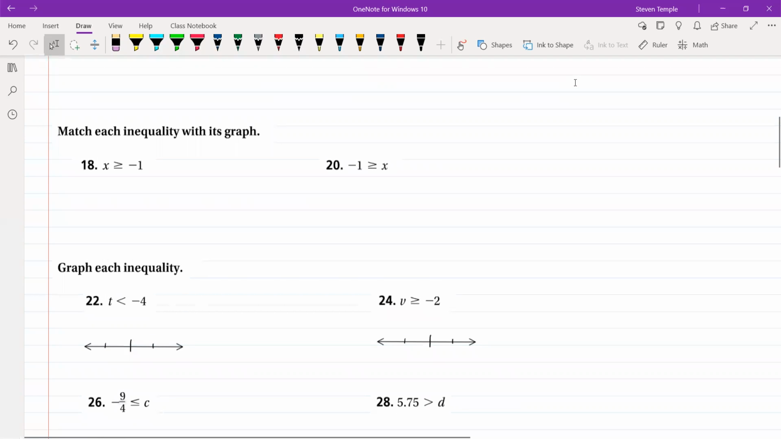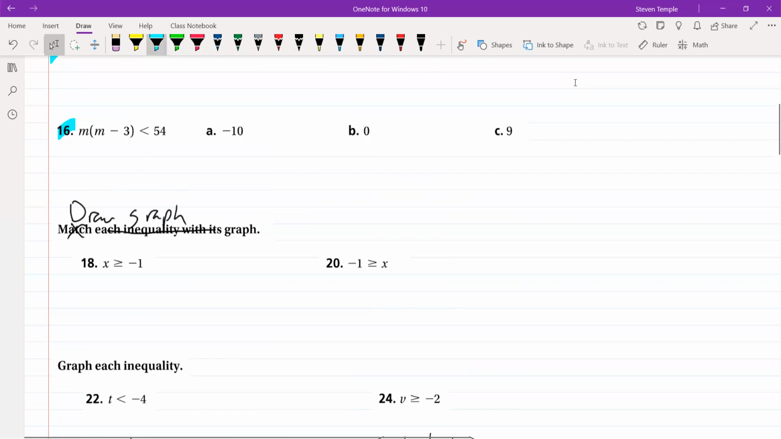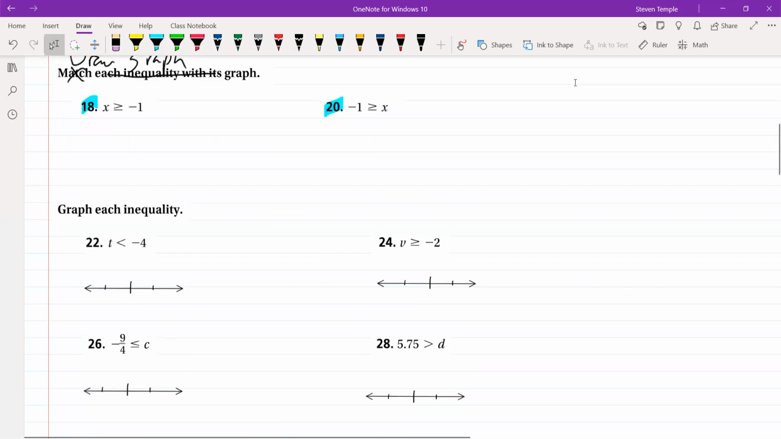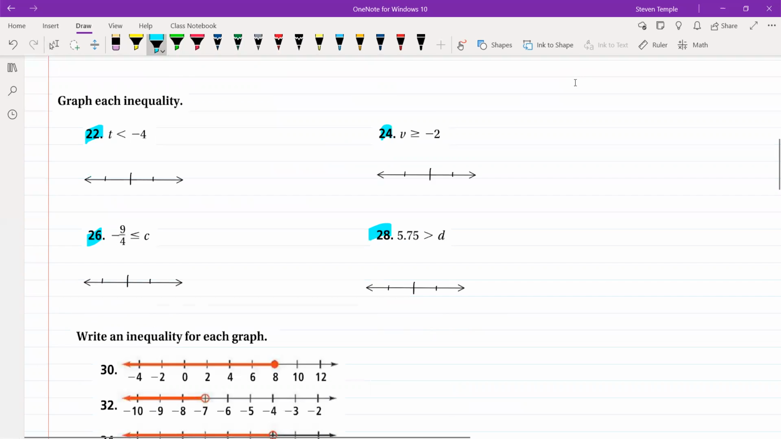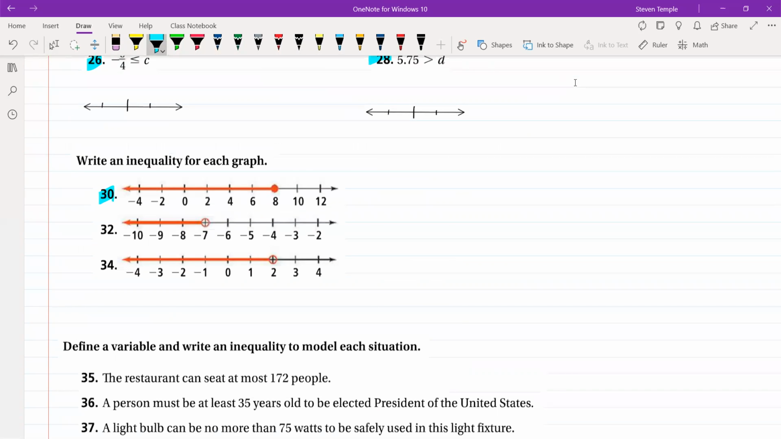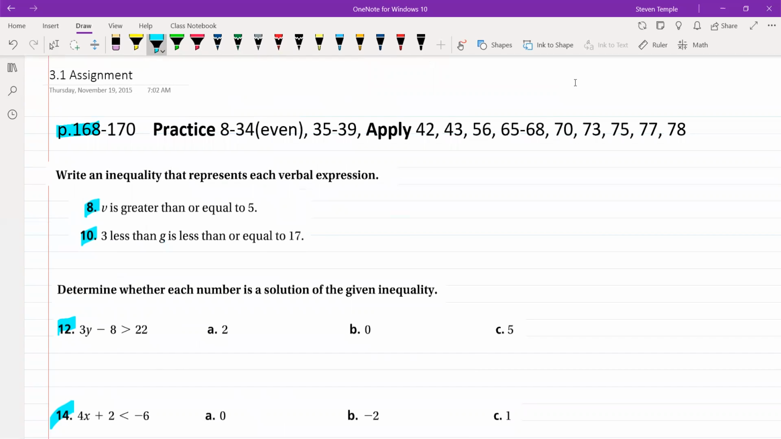It doesn't look like the graph showed up, so how about we draw the graph for each one of those. Same thing for 20. Oh, let me just highlight these here. I'm going to highlight 18, 20, and you're going to continue up to 34. Okay, so that's a good amount of practice. So you're going to be doing these right here.